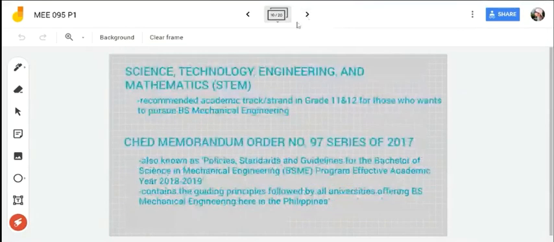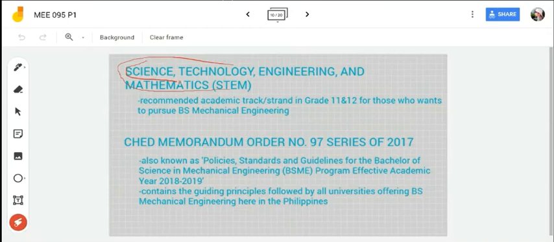But next, let's go to the next topic. So meron tayong tinatawag na science, technology, engineering, and mathematics. Most of you are nanggaling sa strand na to, which is the STEM strand, because this is the recommended academic track strand in grade 11 and 12 for those who want to pursue BS Mechanical Engineering. So on your K-12 program, during your grade 11 and 12, this is the strand that is recommended for you to take when you are pursuing mechanical engineering.